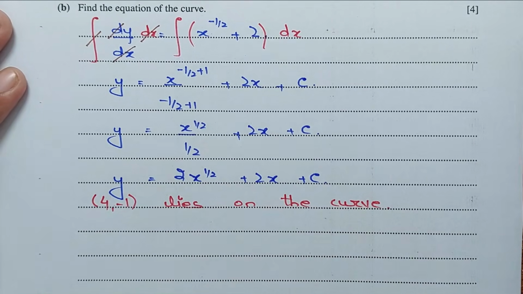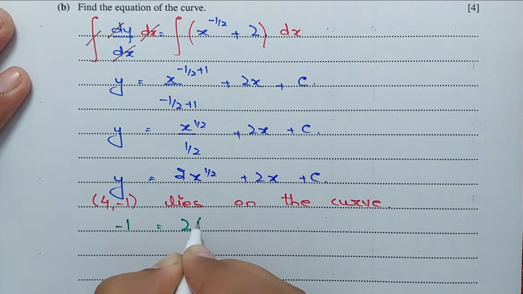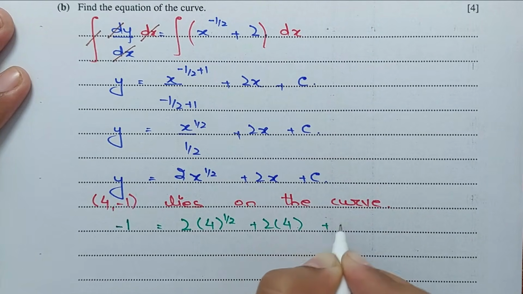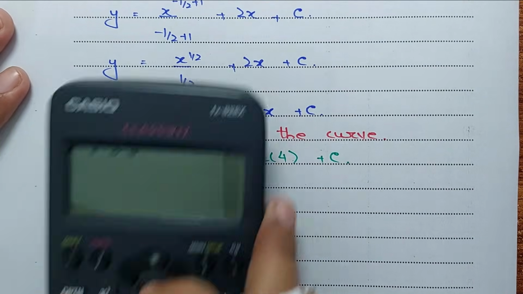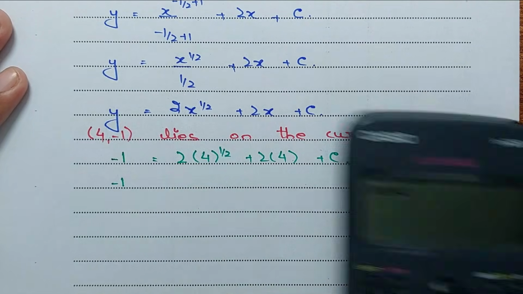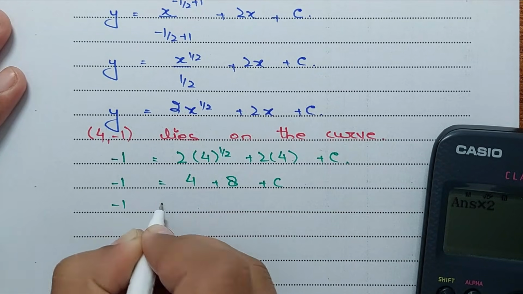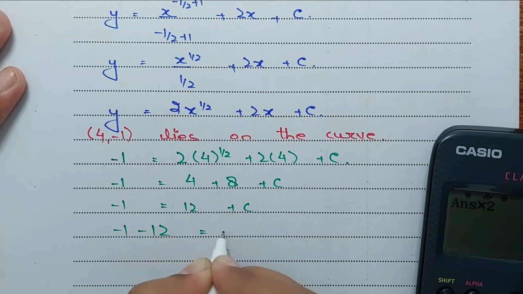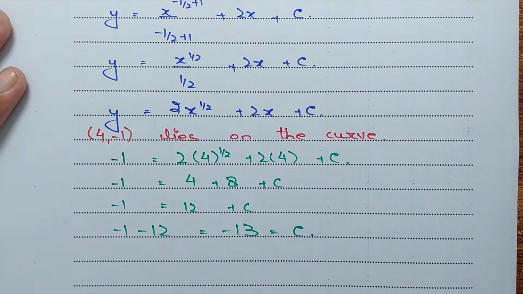When it lies on the curve, it must satisfy the curve, right? The y value is minus 1, the x value is 4. So 2 times 4 to the power 1 by 2 plus 2 into 4 plus c. Let me solve for c. So it's minus 1 equals, and 4 to the power of 1 by 2 is 2, and 2 times 2 is 4, plus 2 times 4, which is 8, plus c. Minus 1 equals 12 plus c. Minus 1 minus 12, that is minus 13 is your c value. We got the c value.